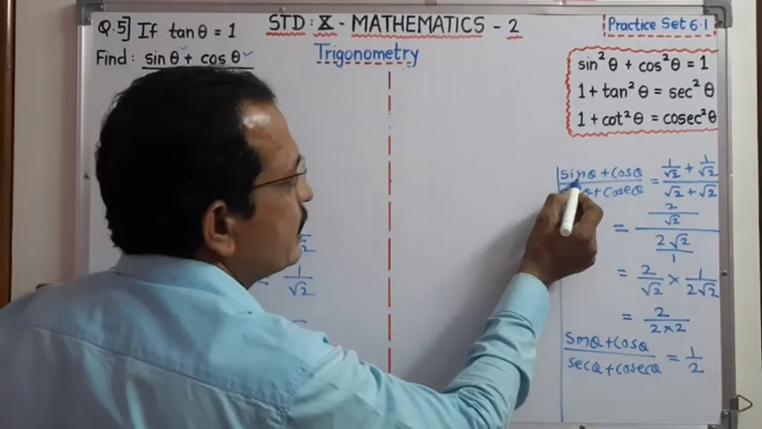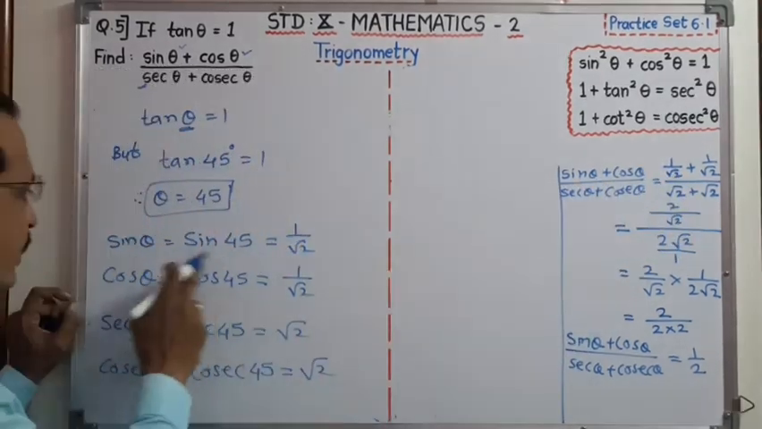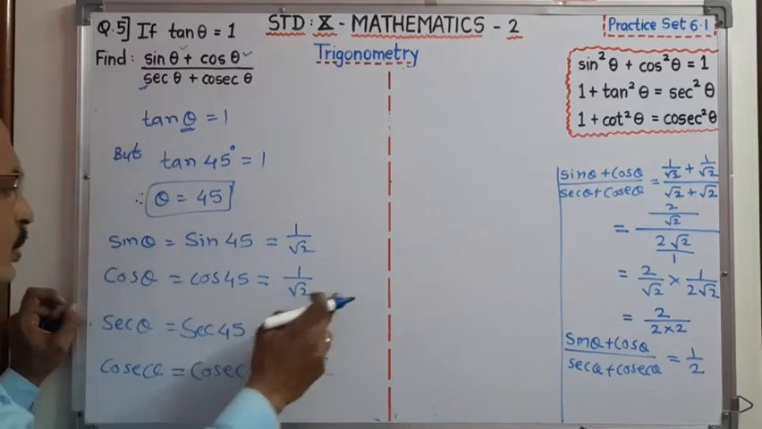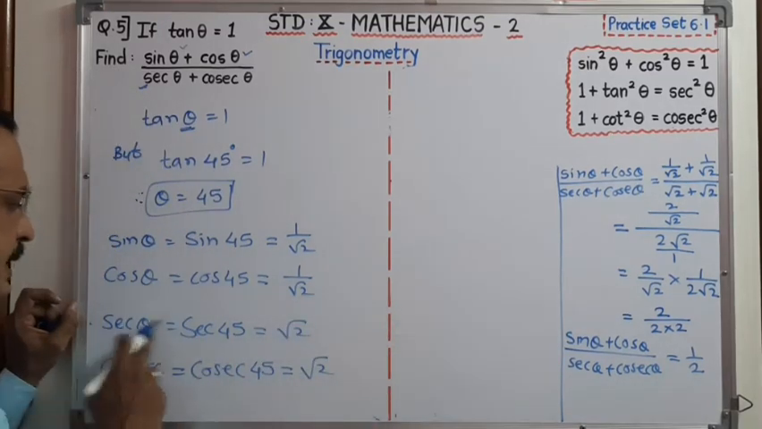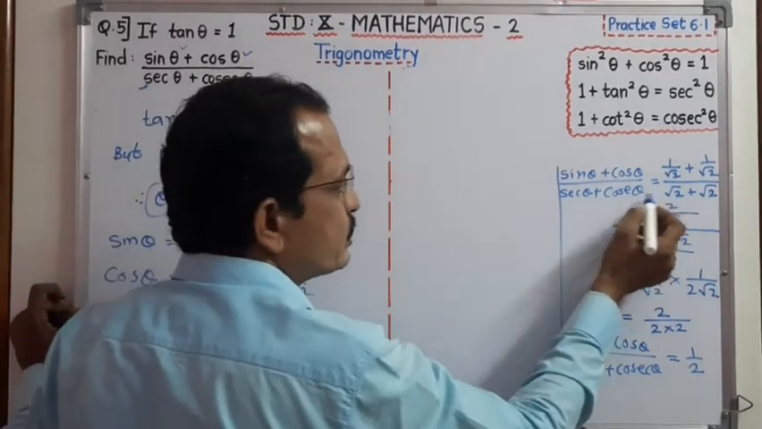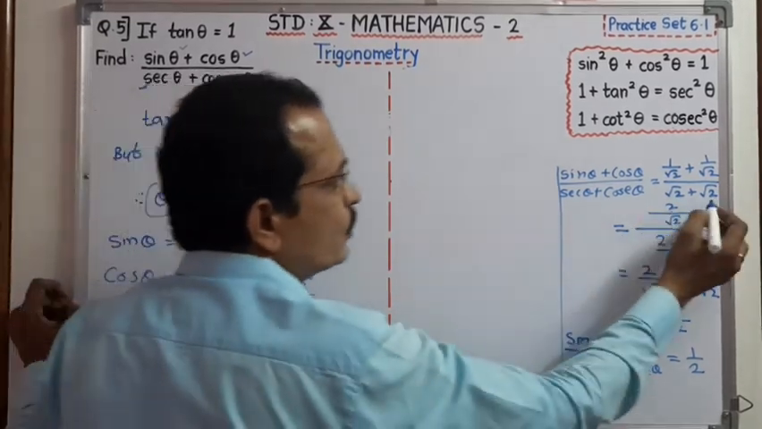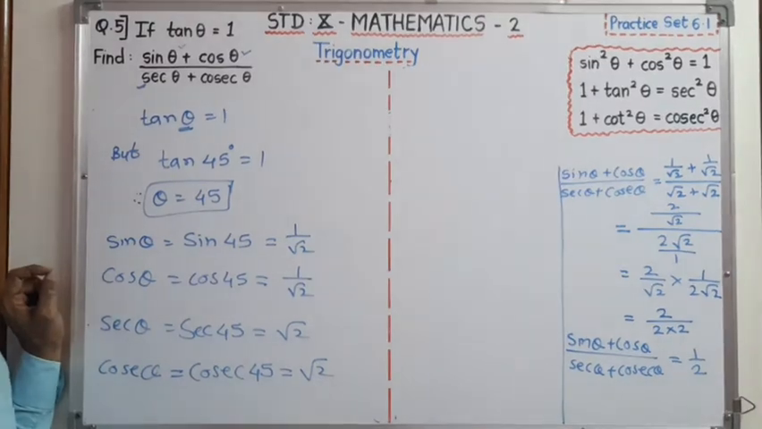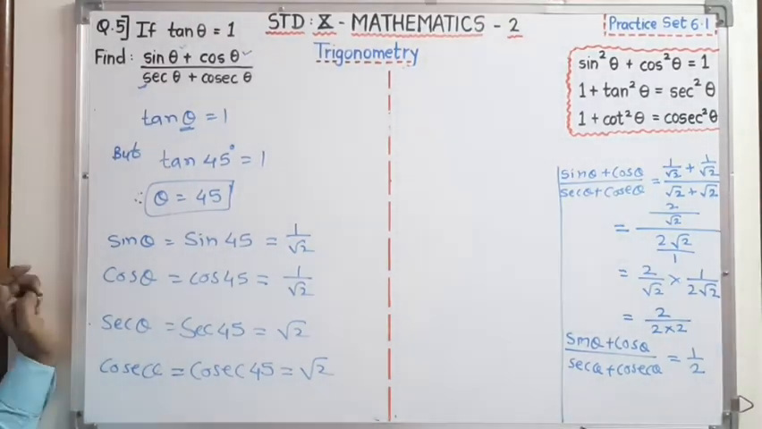See here, sin theta is 1 upon root 2, cos theta is 1 upon root 2, sec theta is root 2, and cosec theta is root 2. Just simplify this and we will get the answer. That means we can solve by this alternate method also.